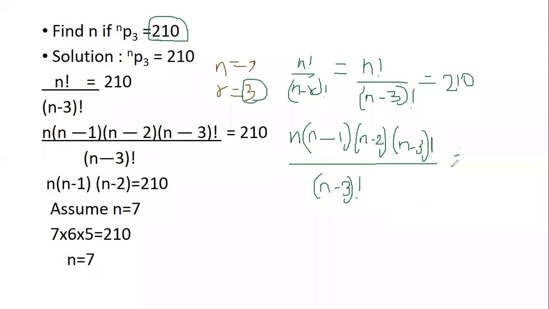Okay, let us continue. Is equal to 210. Now, in the numerator and denominator, n minus 3 factorial and n minus 3 factorial cancel, because both were the same in the numerator and denominator, where I can cancel them. Now, the next step: n into n minus 1 into n minus 2 is equal to 210. Now I am left with n into n minus 1 into n minus 2 is equal to 210.